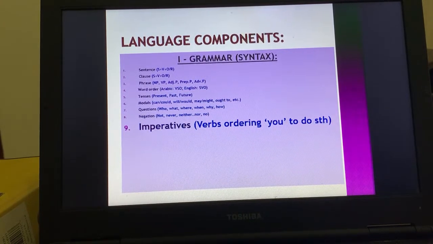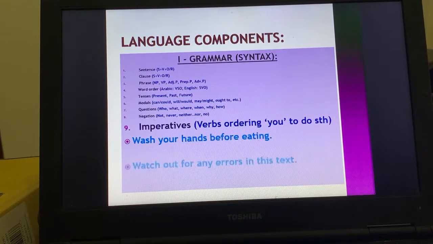Now imperatives. Imperatives يعني فعل الأمر. Verbs ordering you to do something. Example, wash your hands before eating. اغسل يديك قبل الطعام أو قبل تناول الطعام.